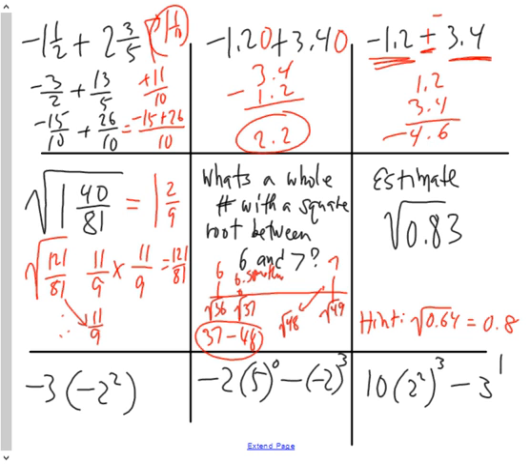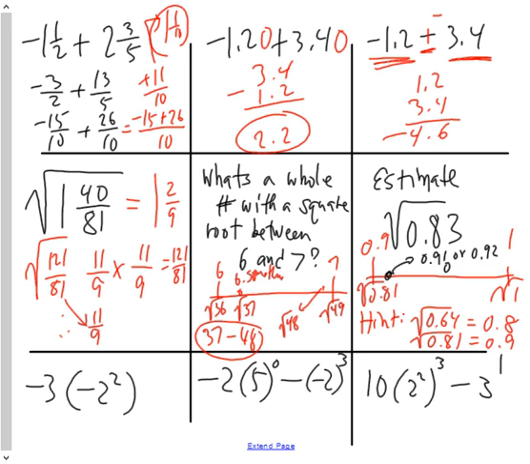The next question says, estimate the square root of 0.83. So I gave you the hint that 0.64, the square root of that is 0.8. So therefore, you were to infer that the square root of 0.81 is 0.9. That's going to be one of my benchmarks here for 0.9. And the square root of 1 is 1. So the square root of 0.83 on my number line would exist somewhere around, I don't know, here, and therefore is about 0.91 or 0.92, or maybe even 0.93. It's one of those three.